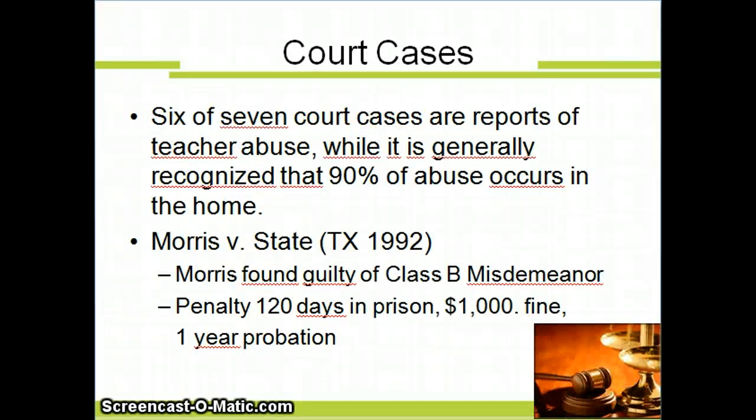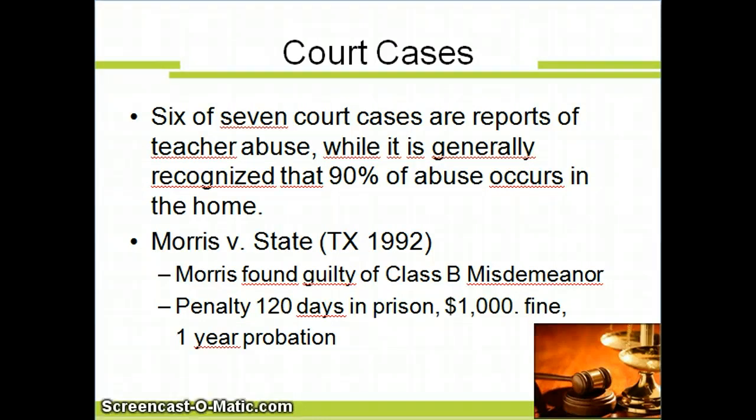These protective laws are fairly recent, so there's just a smattering of cases. There are 6 to 7 cases, which is interesting. They are all about reporting teacher abuse instead of home abuse, when we know that 90% of abuse does occur in the home. So this means that teachers are not reporting the suspected child abuse cases.